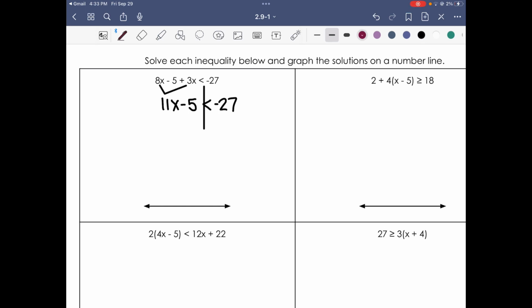I want to get x by itself, so I'm going to start by undoing the minus 5 by adding 5 to both sides. Remember that you're always doing the opposite because you want to cancel it out so that it's not next to x anymore. And you have to do it on both sides. That means that on the left side, I just have 11x. I keep my less than symbol. And then negative 27 plus 5 is negative 22.